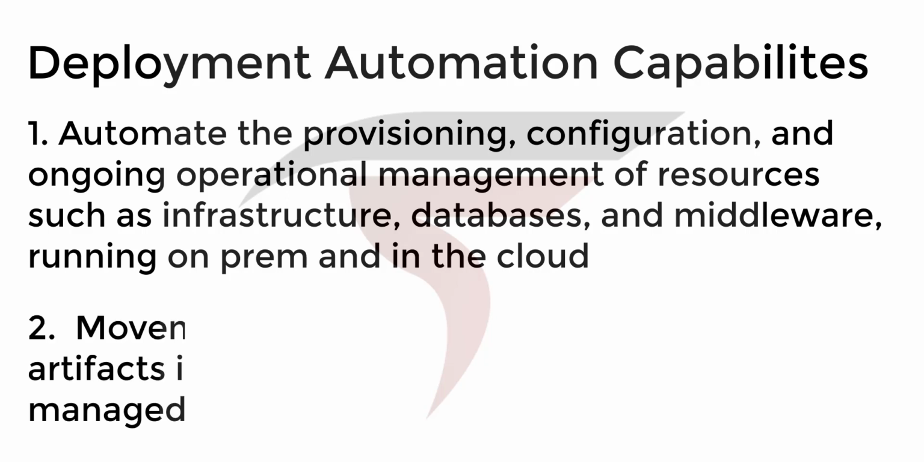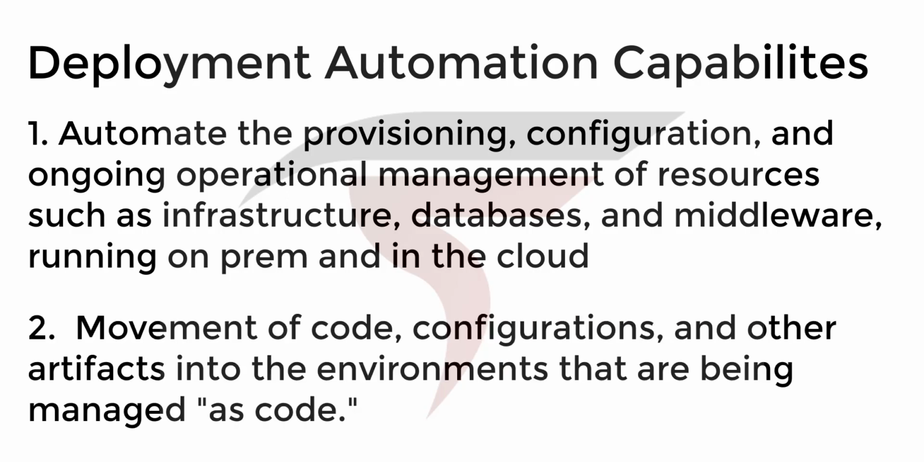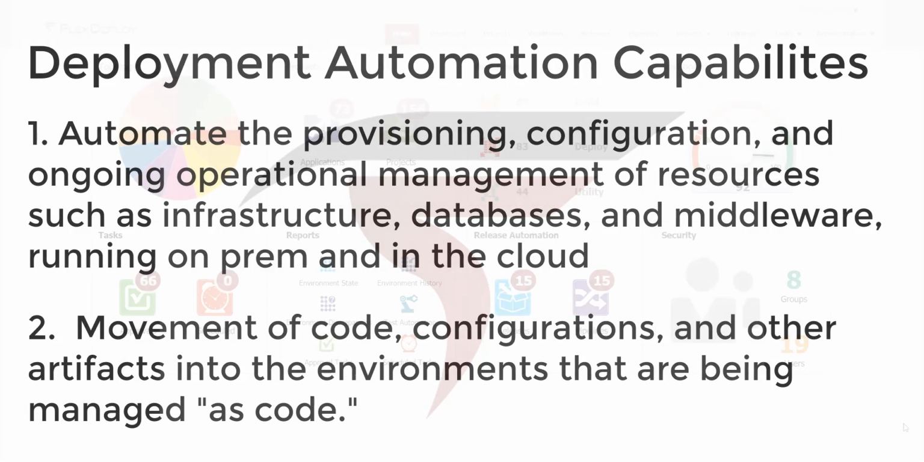The second capability of deployment automation focuses on the movement of code, configurations, and other artifacts into the environments that are being managed as code. Like the benefits of using an infrastructure as code approach to deployment automation, this second capability helps achieve faster, higher quality, and more consistent deployments to support the CI/CD lifecycle.